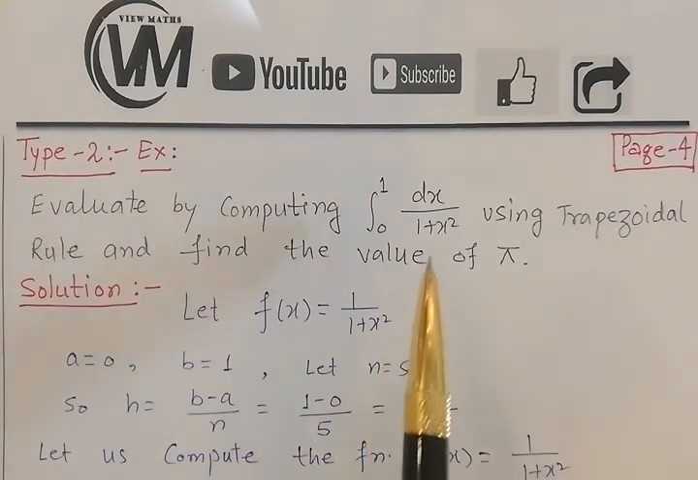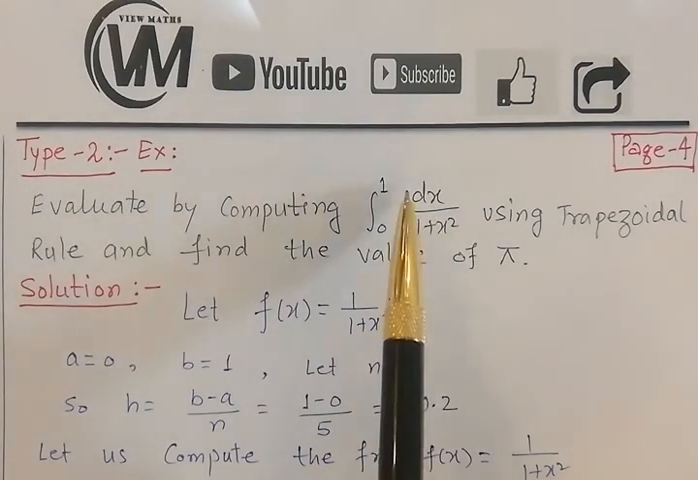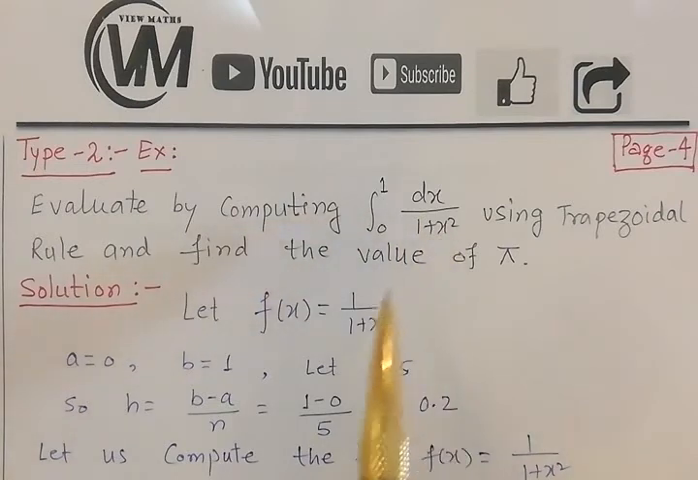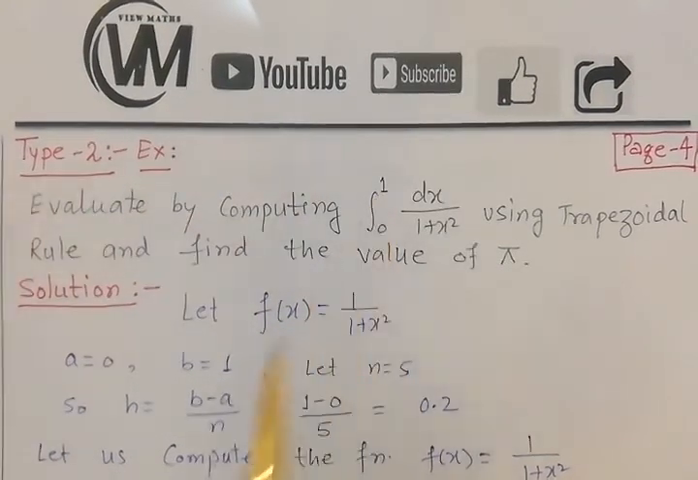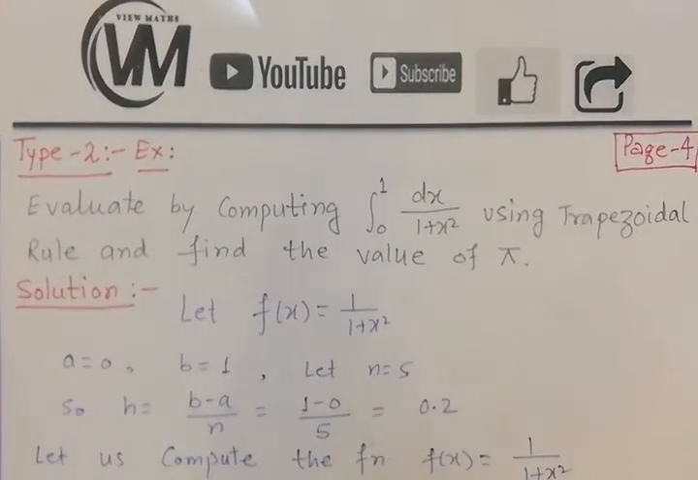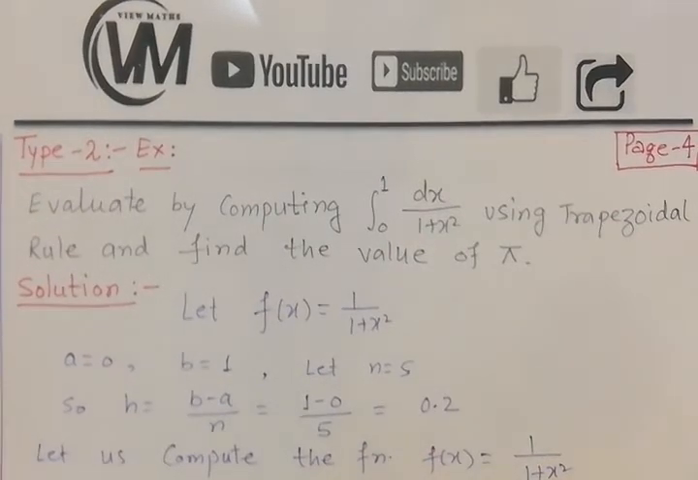Now here, what is the function? dx is the variable, so 1 upon 1 plus x square. So let us consider the function f(x) is equal to 1 upon 1 plus x square. What is the value of a? Lower limit 0, b upper limit 1. And what will be the number of intervals here? Between 0 and 1, this is what we have to decide.